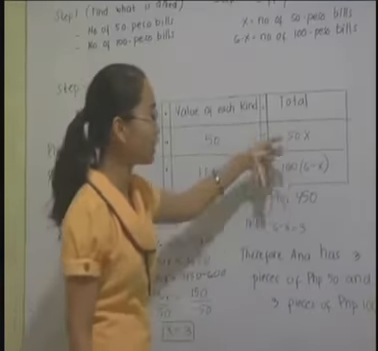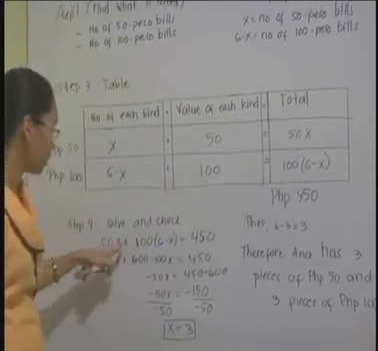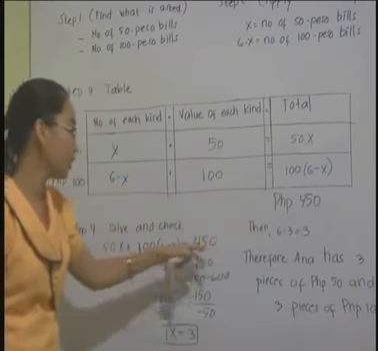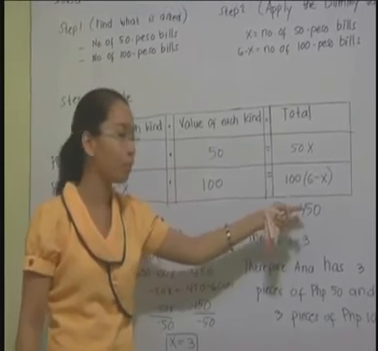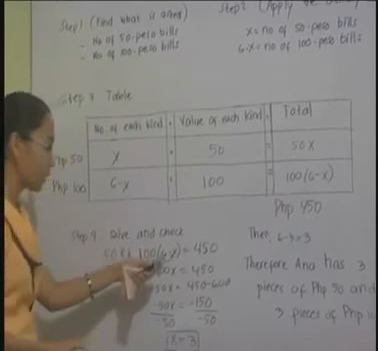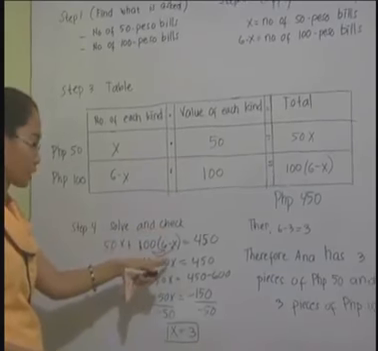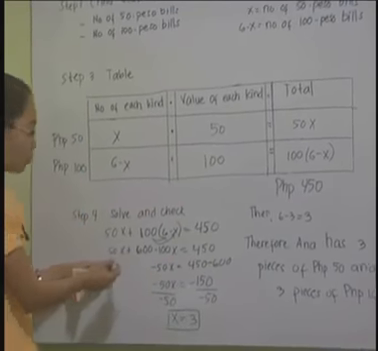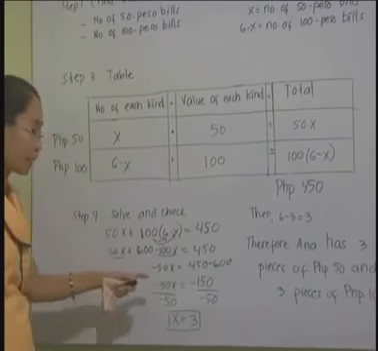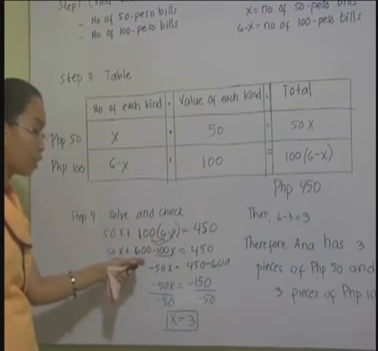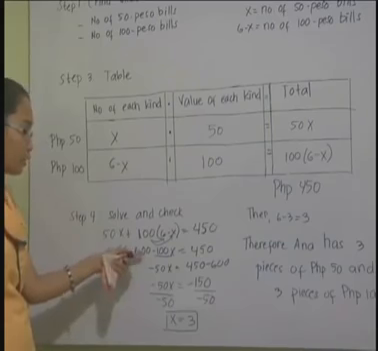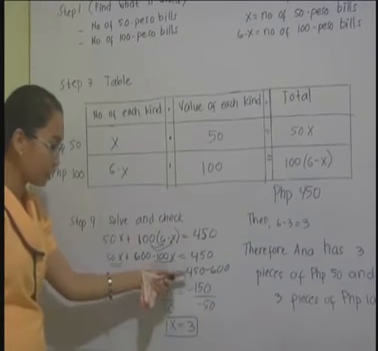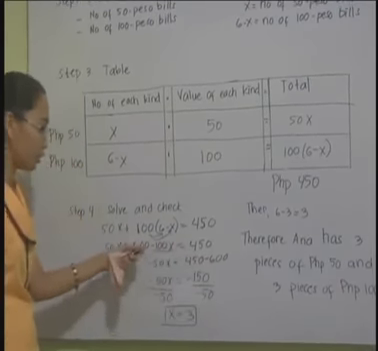Now let's solve the problem. From the last column, we have 50x plus 100 times (6 minus x). The last column is equal to 450 because that is the total money. Now, 100 times 6 is 600, minus 100 times x, this is negative 100x, is equal to 450, the total money. Now, we combine 50x and negative 100x, that is negative 50x, plus 600. Then we transpose the 600 to the other side, that's negative 50x is equal to 450 minus 600.